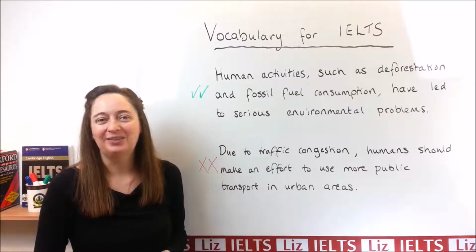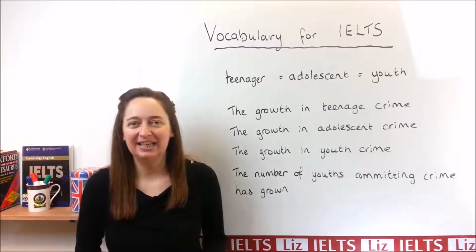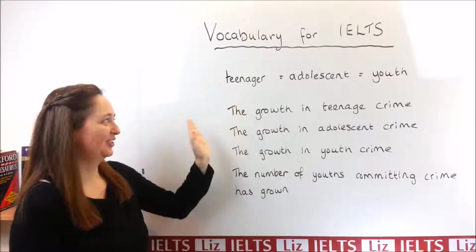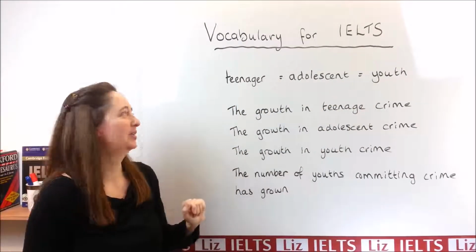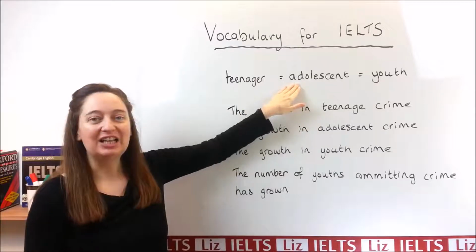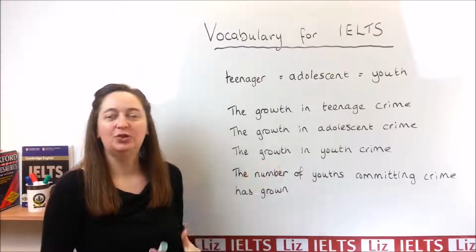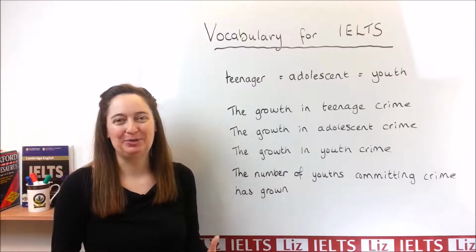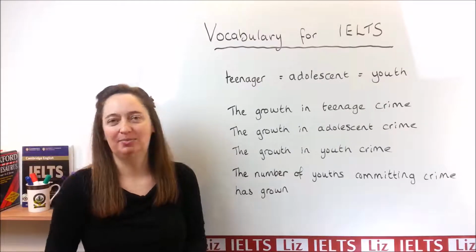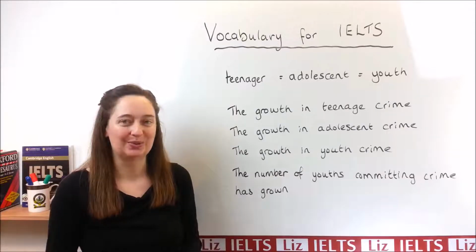Now let's have a look at one more example for Writing Task 2. And now we take a look at teenagers. So we've got two paraphrases here for that word. We've got teenager, adolescent, and youth. And of course, yes, they have the same meaning. But as I'm sure you understand now, it's not just about meaning, it's about how the word can be used.